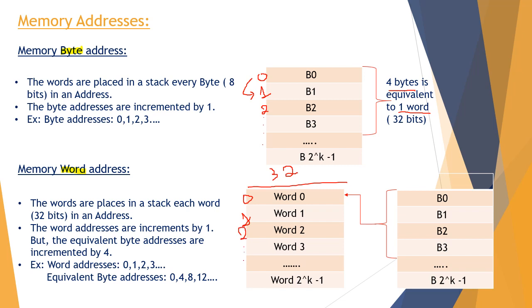But the respective equivalent byte address of word 0, since one word is composed of 4 bytes, becomes 0, but the byte address of word 1 is actually incremented by 4 and becomes 4. The byte address of word 2 becomes 8, and so on.